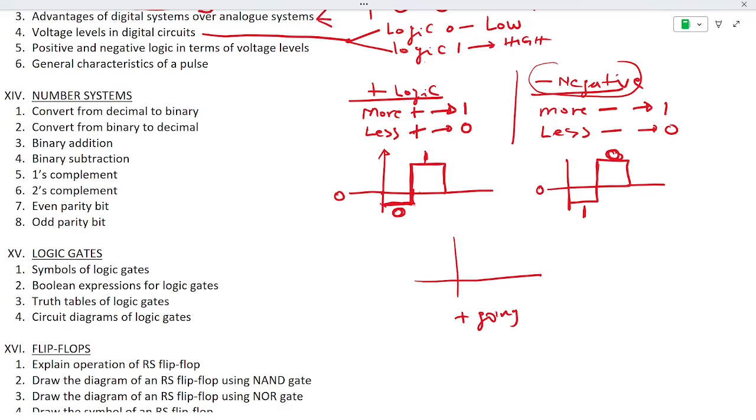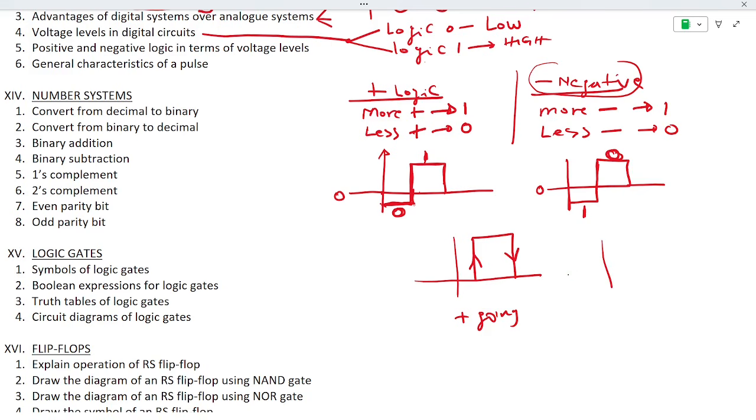You have a positive going pulse, which means a signal that starts from 0 and goes up, so from 0 to there. If you have to label, this is a rising edge, this is a falling edge of the signal. So rising edge, falling edge.